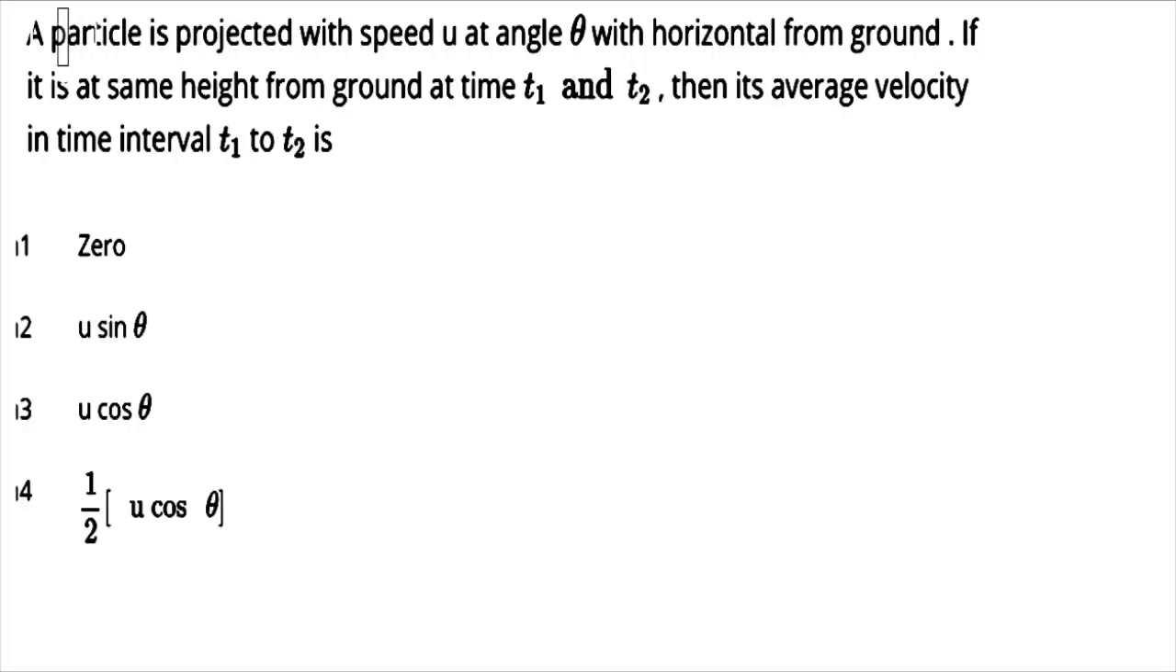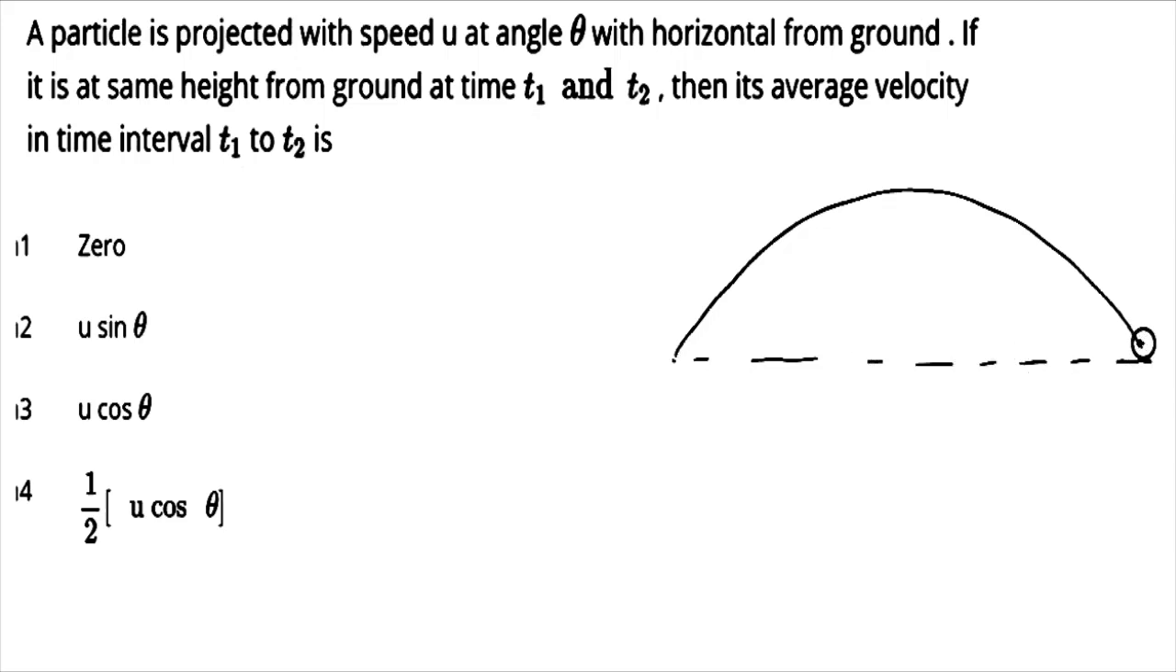Thank you. Question: a particle is projected with speed u at an angle θ with the horizontal from the ground. If it is at the same height from the ground at times t1 and t2, then its average velocity in the time interval t1 to t2 is? So we can say here this is the path of, let's say, the projectile, and the question says that at times t1 and t2 the particle is at the same vertical height.